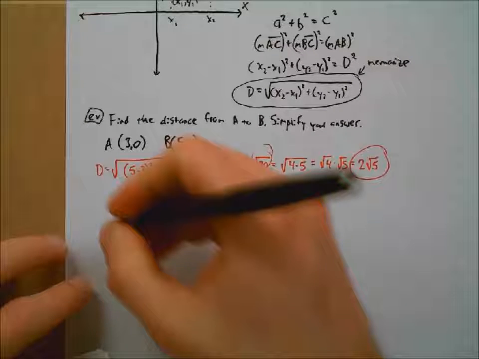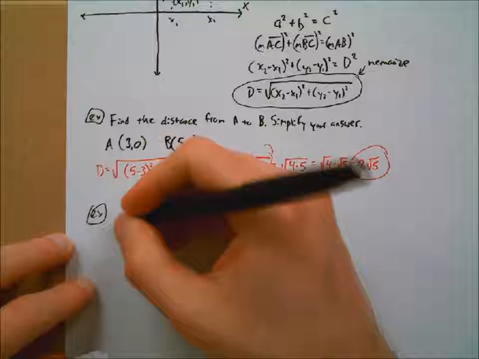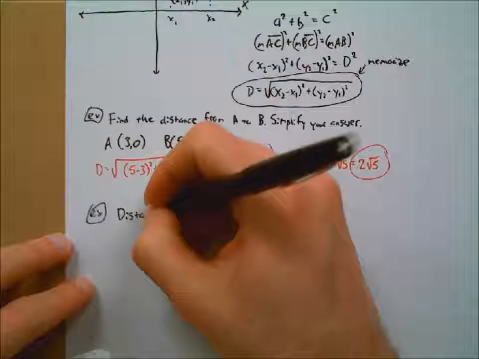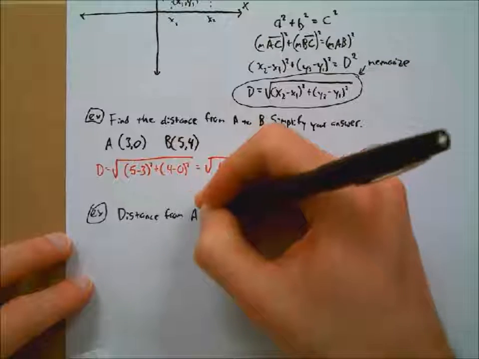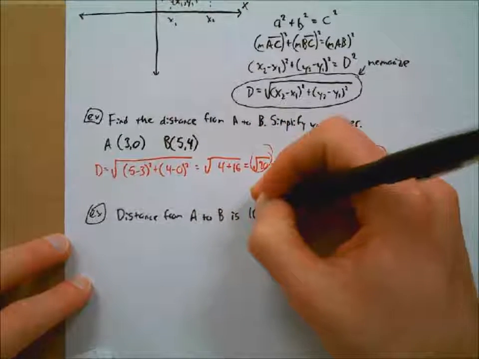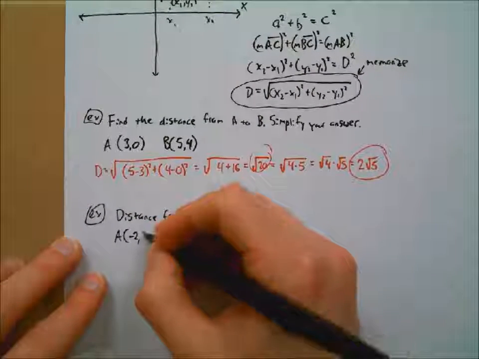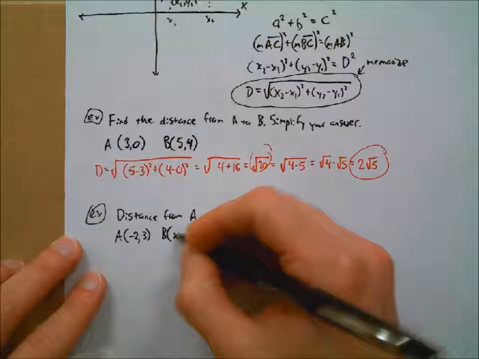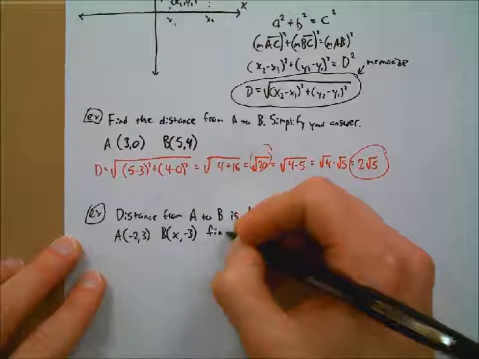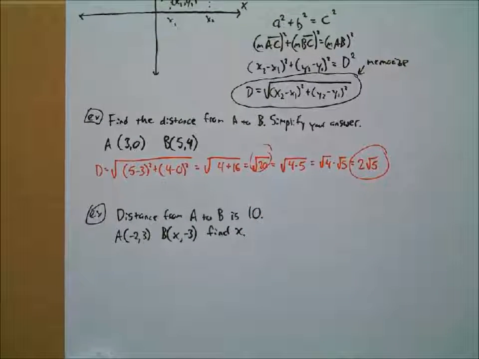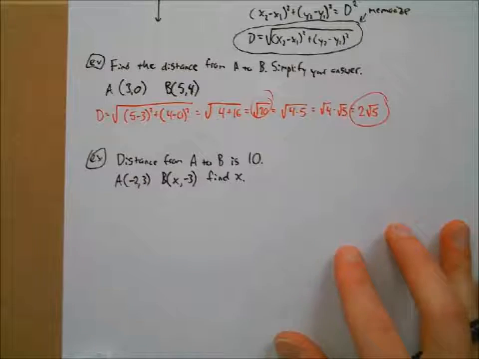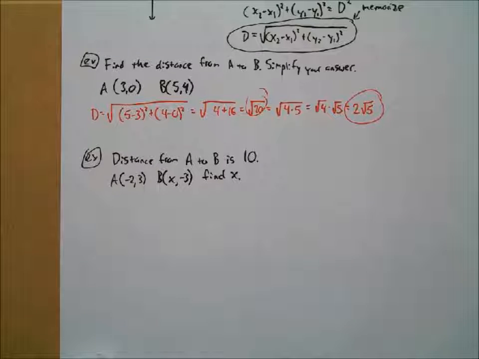Okay, how about this one then? Let's say that our distance from A to B is 10. A has coordinates -2, 3. B has coordinates x, comma, -3. Find x. So the first problem we did, straightforward, right? Plug and chug. Next one, a little bit of a twist. Right. A little bit of a twist here.